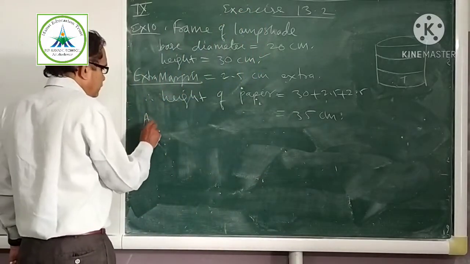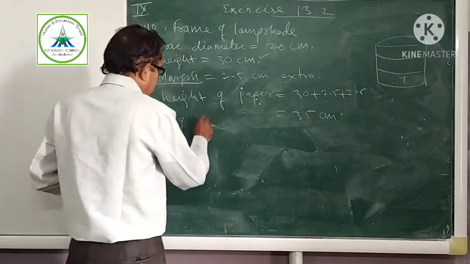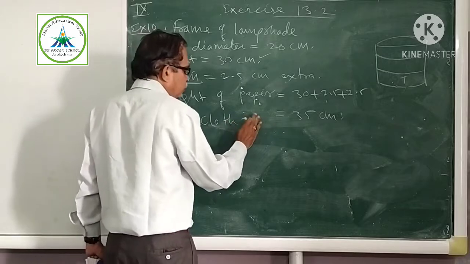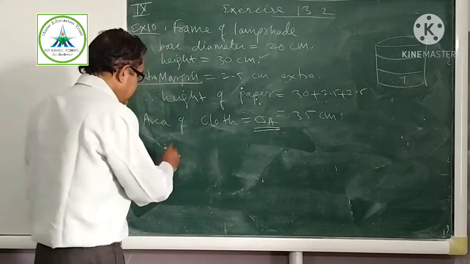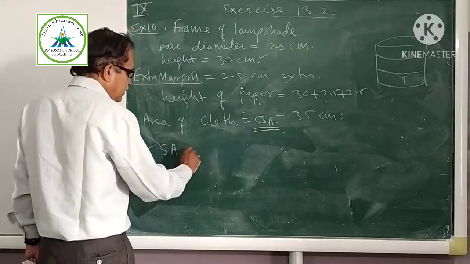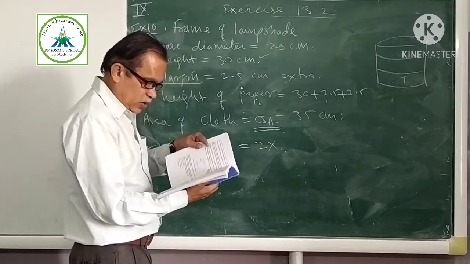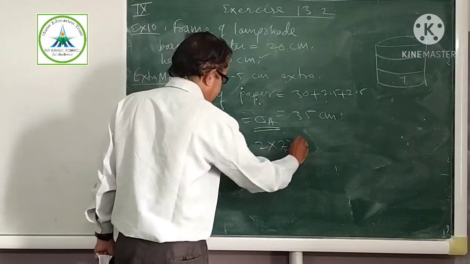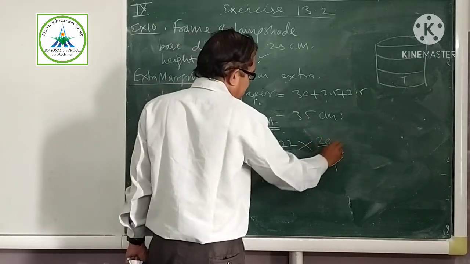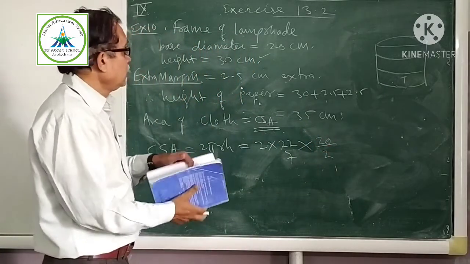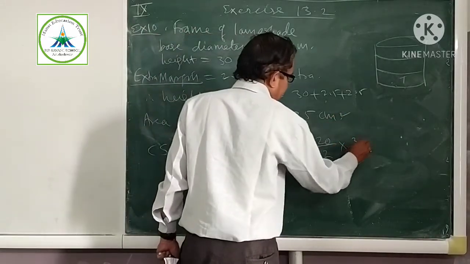See, area of cloth is equal to CSA, and what is the CSA formula? 2 pi r h. Put the value of pi. Pi value is not given, so 22 upon 7. Radius, you know the radius: diameter 20 centimeter means 20 upon 2, 10 centimeter radius. And height is known to you, 35 centimeter.